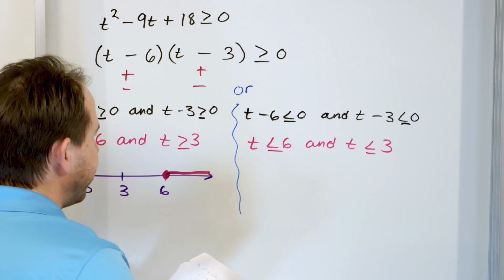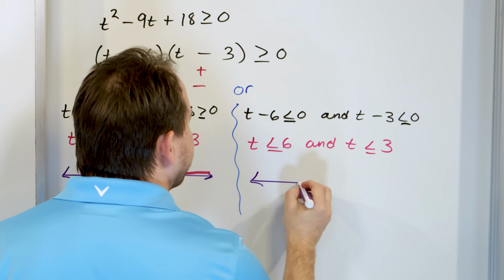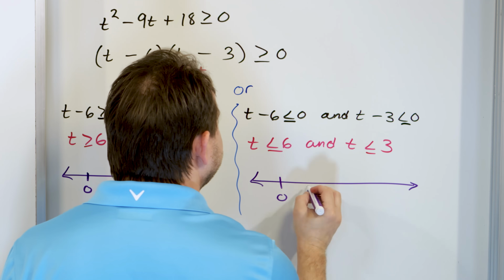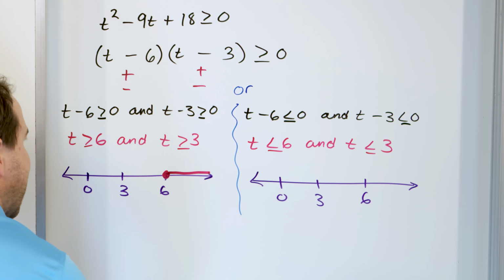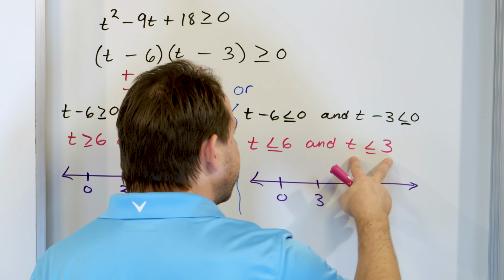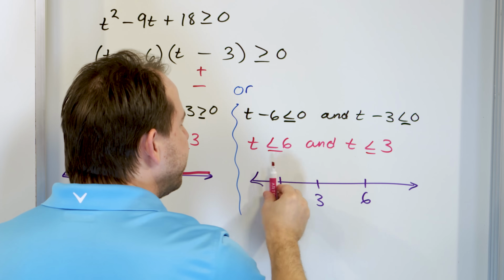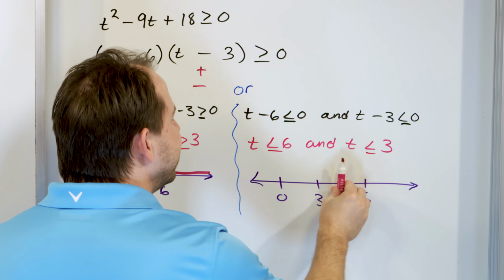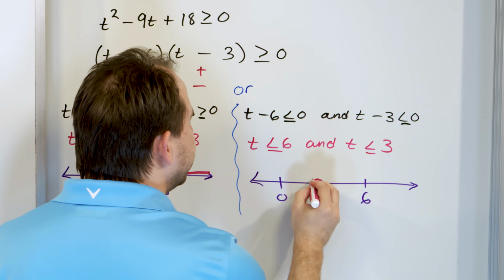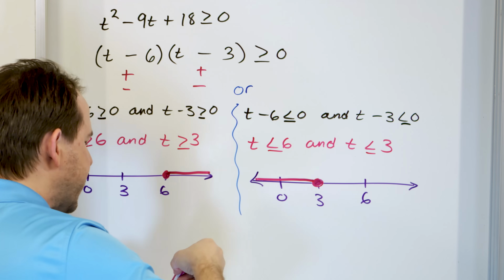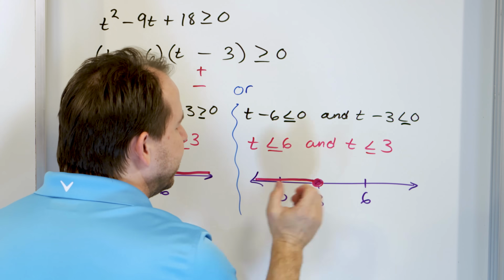And then the other thing we can do is we can graph this one. We'll put the magic numbers 0, 3, 6 as usual. How can we have a number less than 3, but also being less than 6? If it's less than 3, it means it needs to be over here. If it's less than 6, it's anything over here. Both of them can be true only if we put a solid circle here and shade everything left of 3.